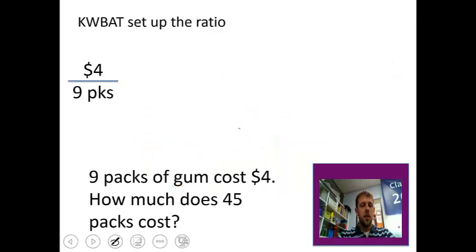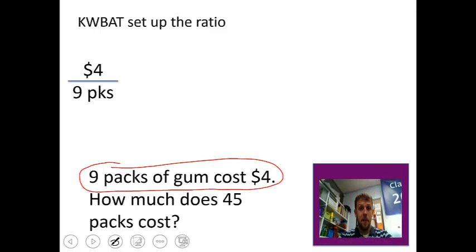So let's start with this story. 9 packs of gum cost $4. How much does 45 packs cost? Well, the thing that I know, the comparison of two numbers, they compare 9 packs of gum to $4. That is a fact. So that is a ratio. The thing that I don't know is how much 45 packs cost. So what I could do is I could make equivalent ratios.